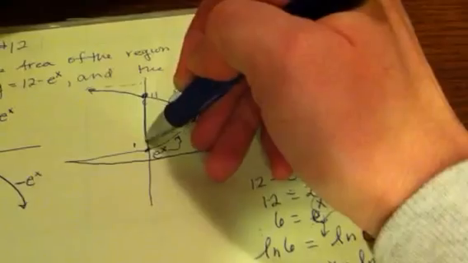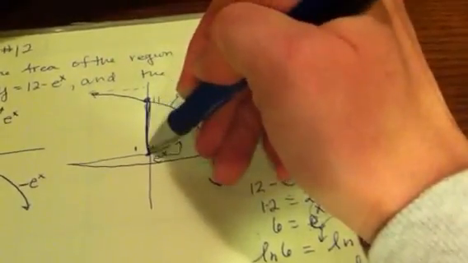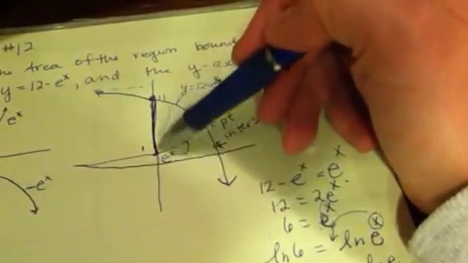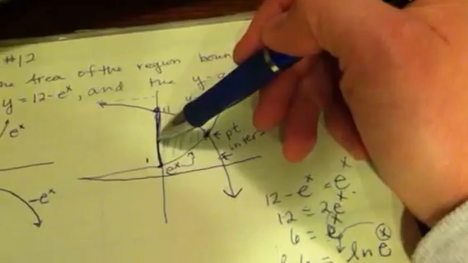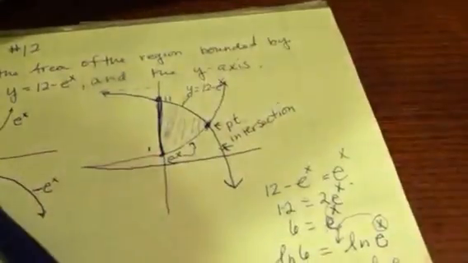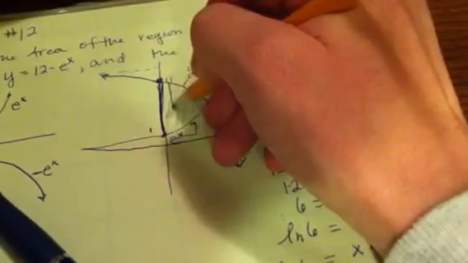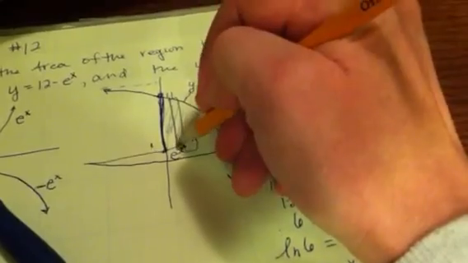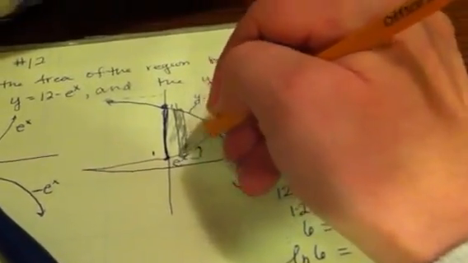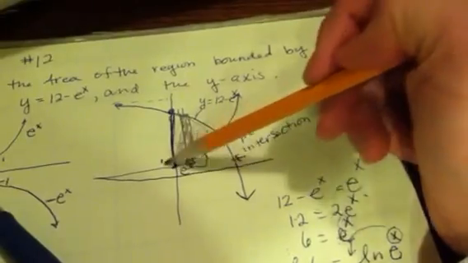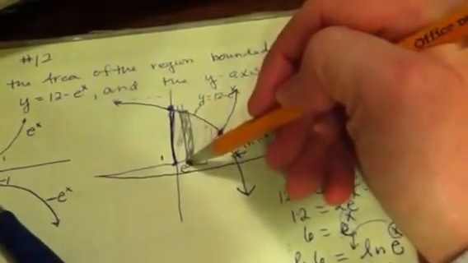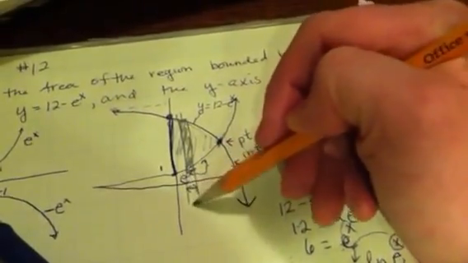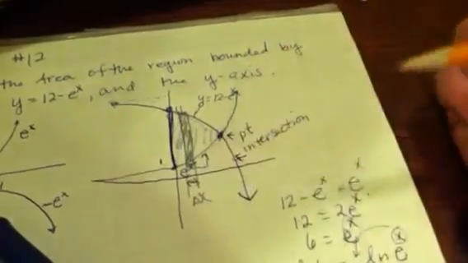Also, we were told that the y-axis, or when x is equal to 0, is another boundary. So this area right here is the area that we're interested in. x goes from 0 to the ln of 6. And we could take one of those rectangles, so we're going to add up a whole bunch of infinitesimally thin rectangles. The height is going to be this top function minus the bottom function. The width is going to be a small portion of the x-axis, so we call that delta x.